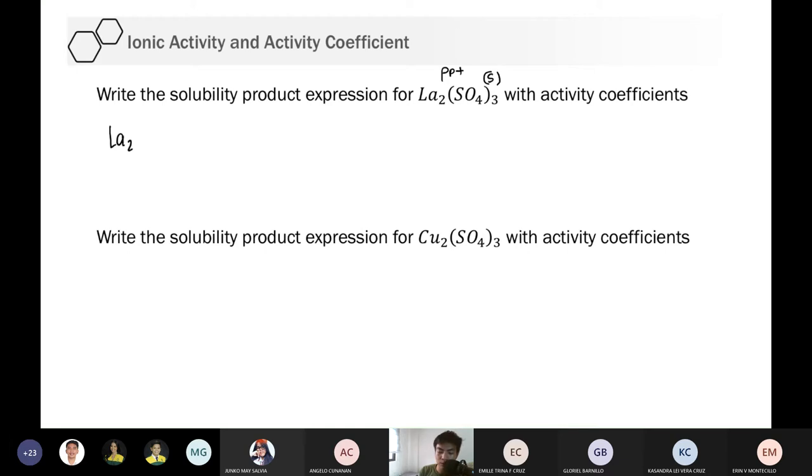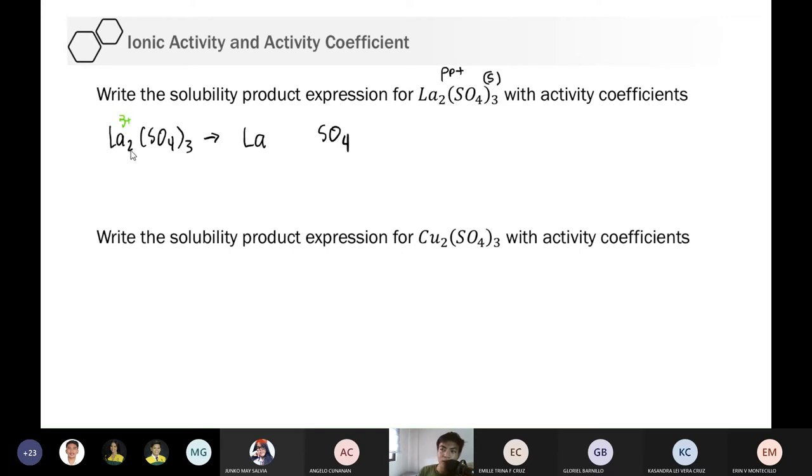We have La2(SO4)3. Anong ions mapoproduce natin dito? We will produce lanthanum and sulfate ions. Anong charge ng lanthanum? Okay, we do the reverse crisscross, no? Saan galing yung 3 na to? Galing yan kay La, no? So that's why lanthanum is 3+.